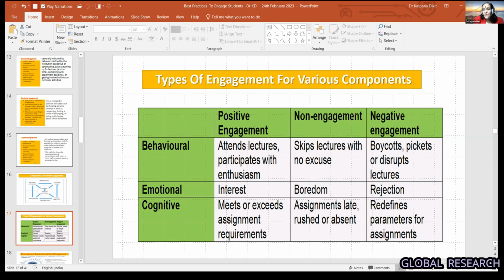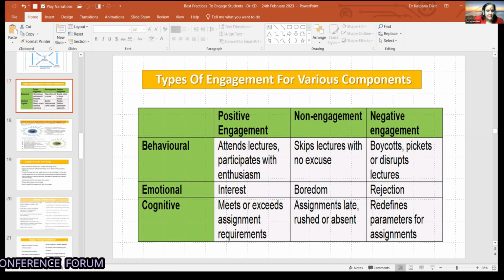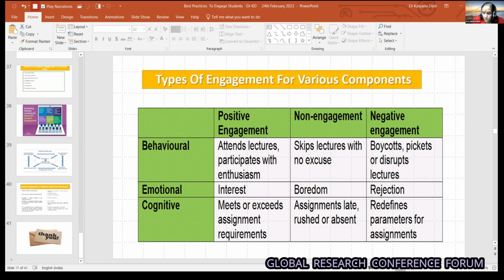Then types of engagement for various. Hello, ma'am, can you complete it soon? I am just focusing on my last slide.